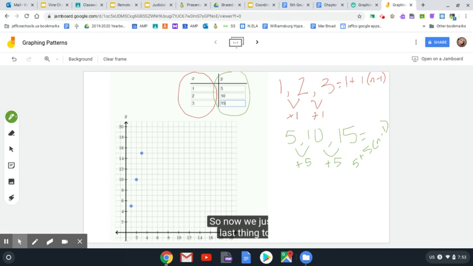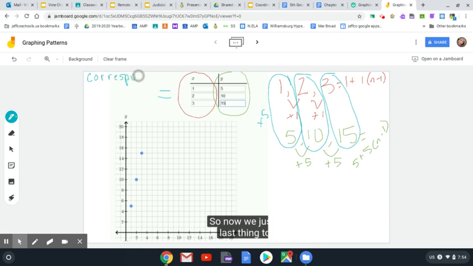Now when we talk about relationships, really what we're doing with this graph is we're graphing corresponding pairs. Remember we talked about corresponding pairs, and we know that each corresponding pair is times 5. So 2 times 5 is 10, 3 times 5 is 15, and so on. Really what we're doing is taking those two different patterns and turning the corresponding pairs into an ordered pair.